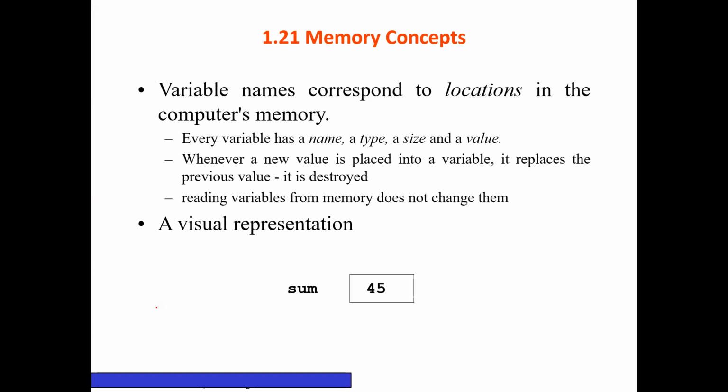Then variable names correspond to locations in the computer's memory. And once you close your program, the variables will be destroyed. And the variable has a name and a value associated with it. So it is a memory location, and it has a value and a name. So for example, sum is a variable, and 45 may be the value stored at that location.